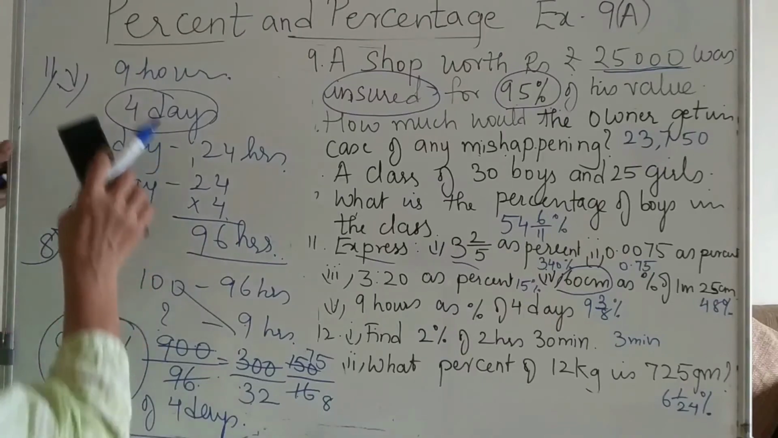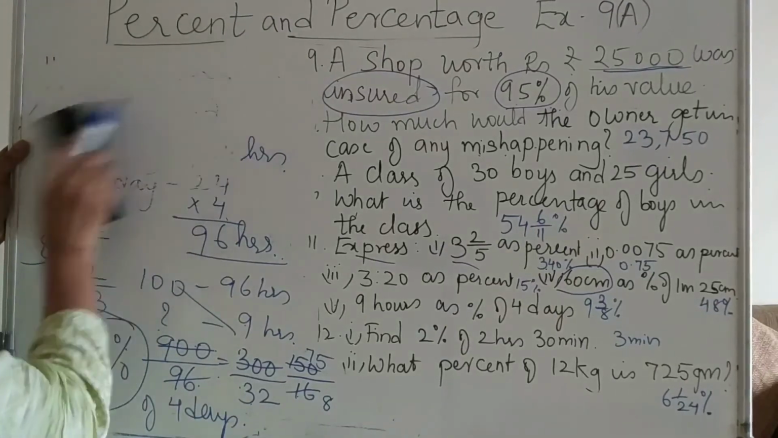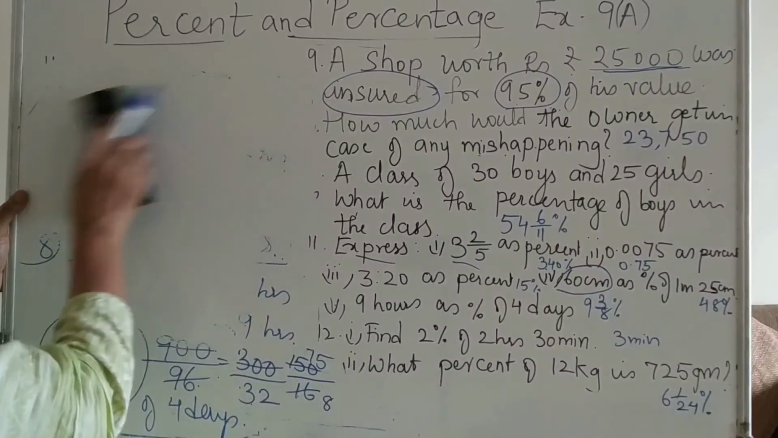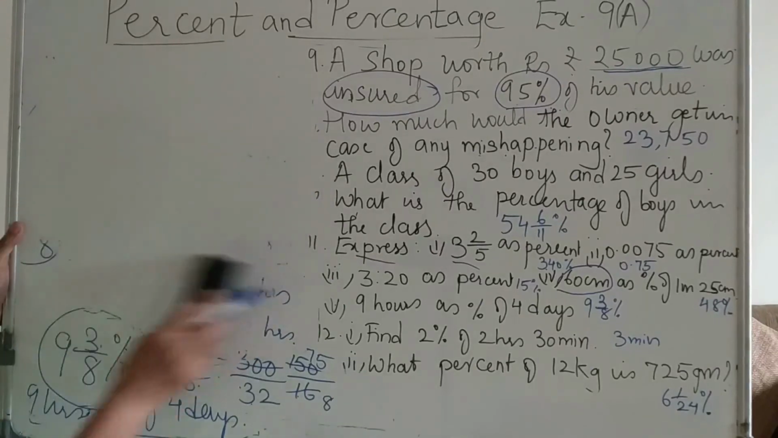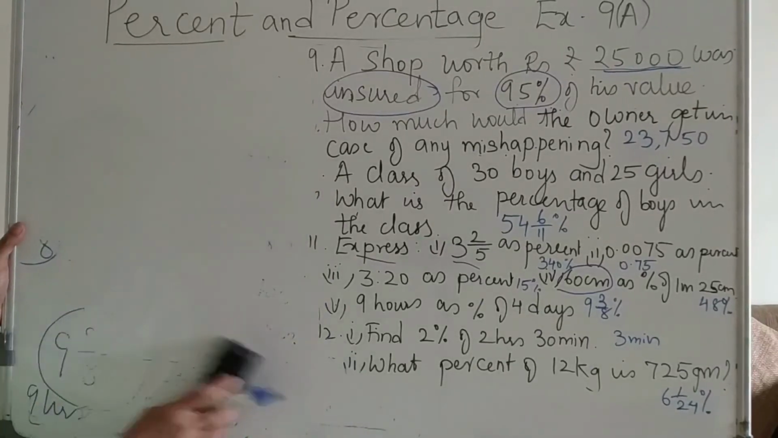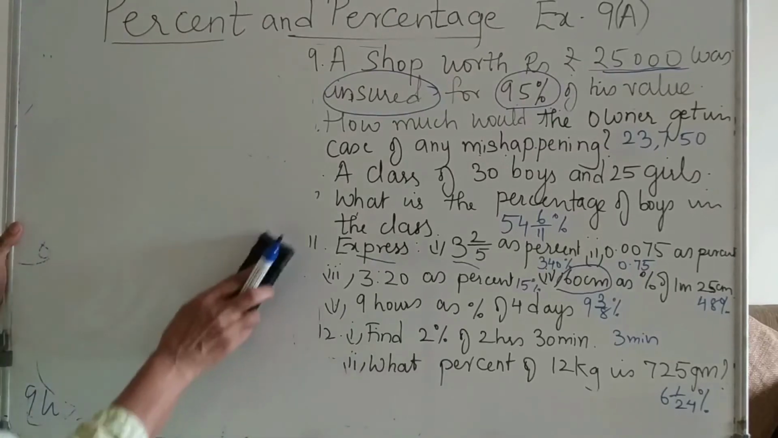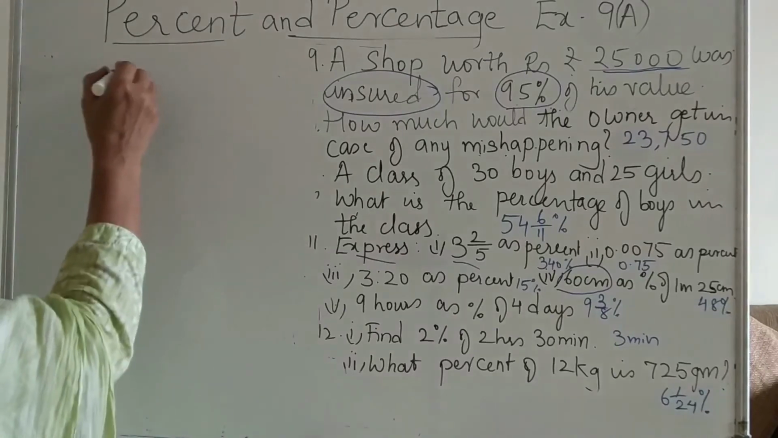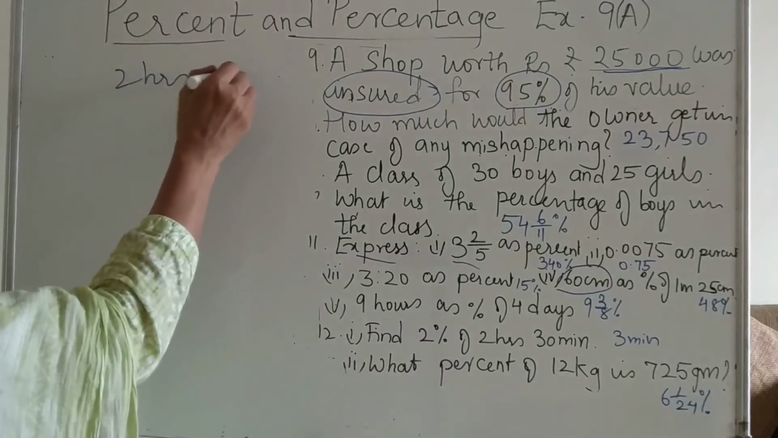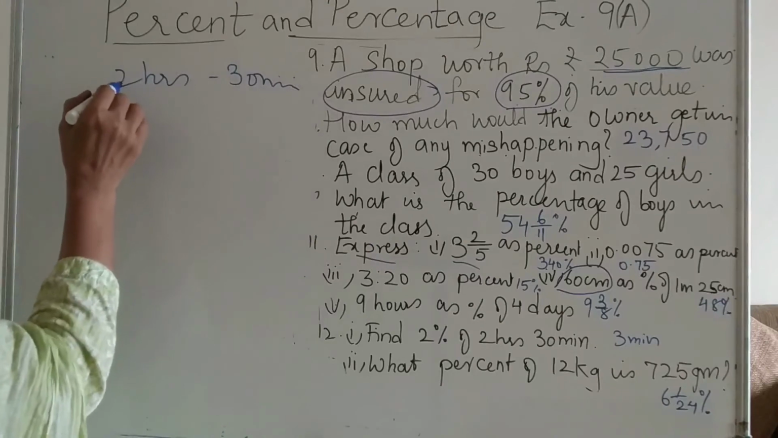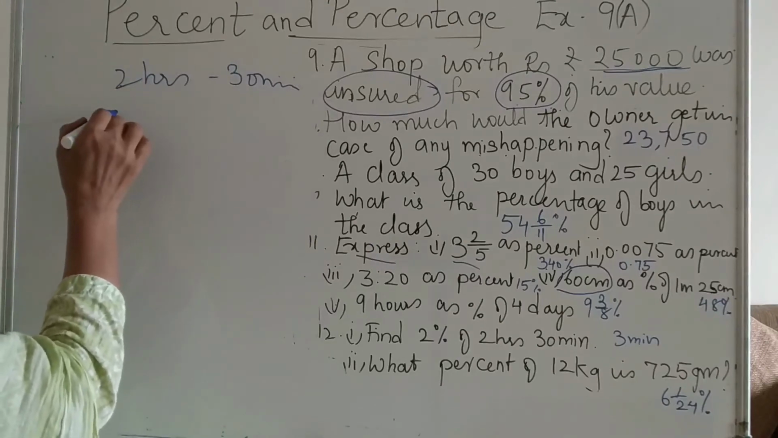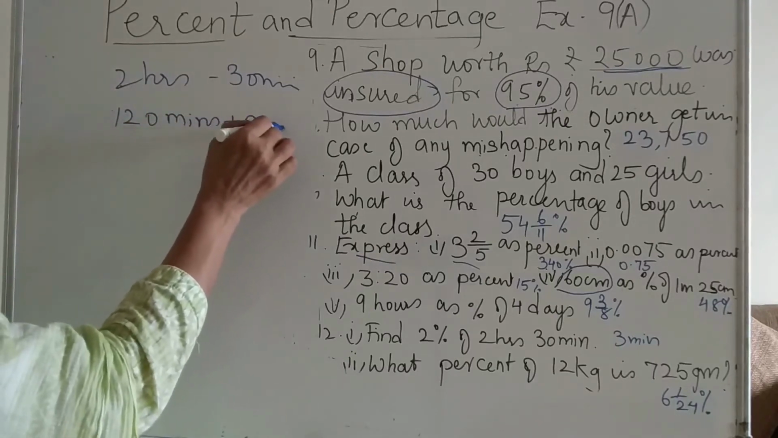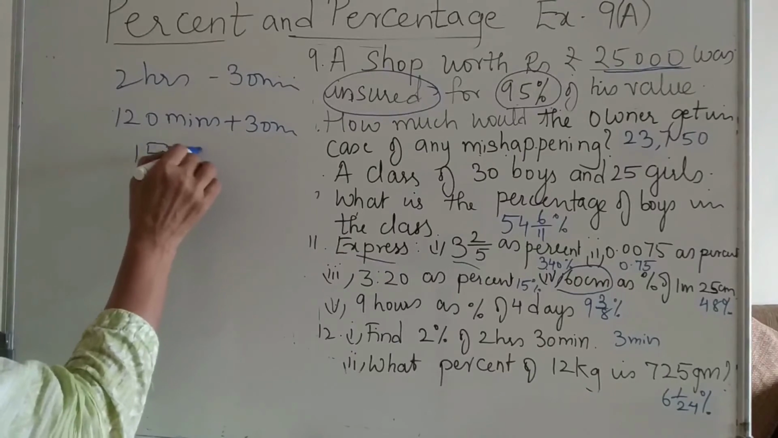Now next is 12th sum. 12th first, it is 2% of 2 hours 30 minutes. Again, now this hours can be converted into minutes. 1 hour is 60 minutes. So 2 hours 30 minutes: 60 plus 60 will become 120 minutes plus 30 minutes. Now this will become 150 minutes.